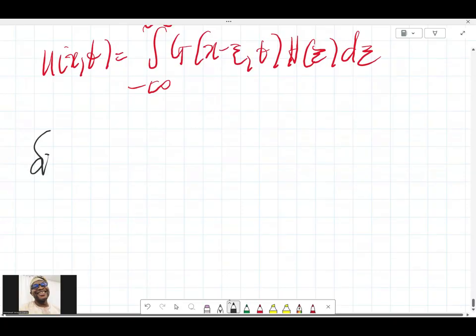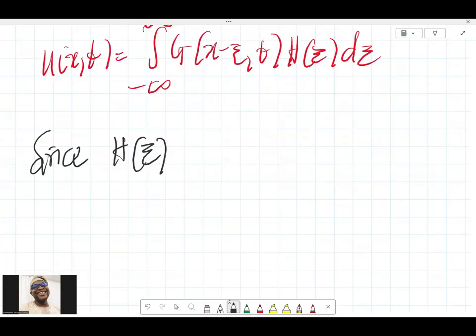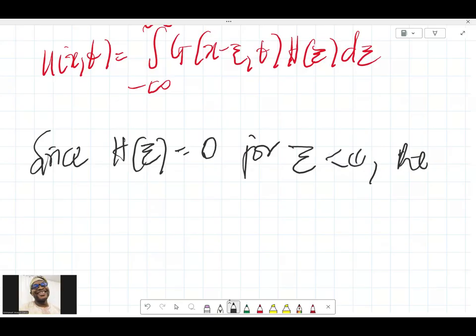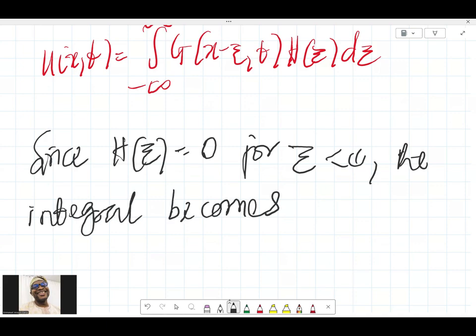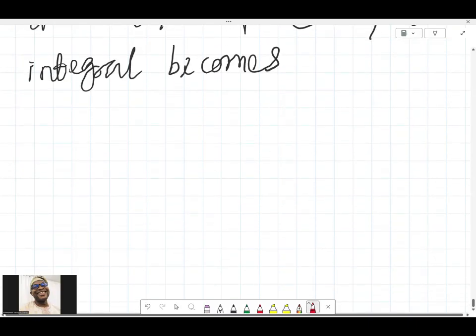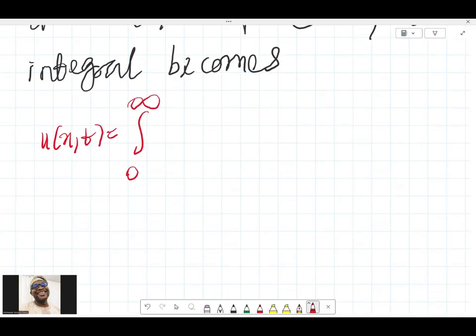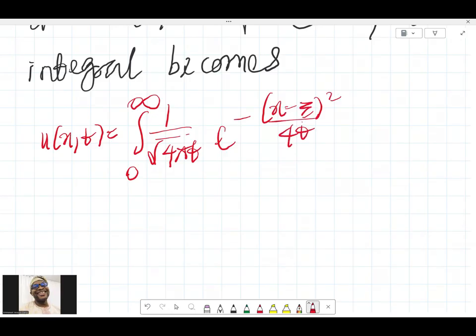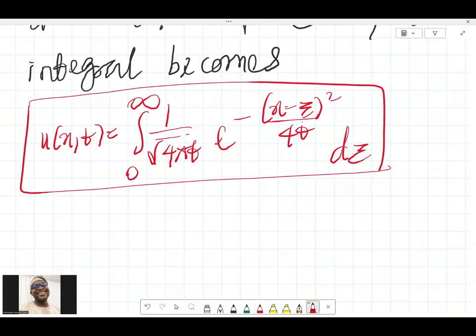So with this now, since h of psi is equal to 0 for psi less than 0, the integral becomes, without going through all the regular stress, u of x comma t equals the integral from 0 to infinity of 1 over square root of 4 pi t, e raised to the power minus x minus psi all squared over 4t, d psi, basically. So that's what that becomes.